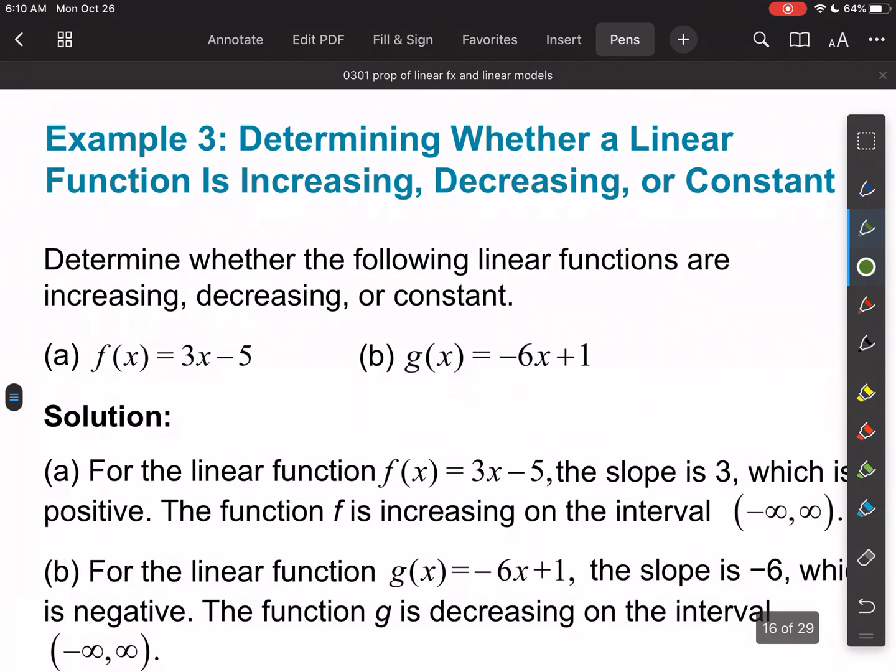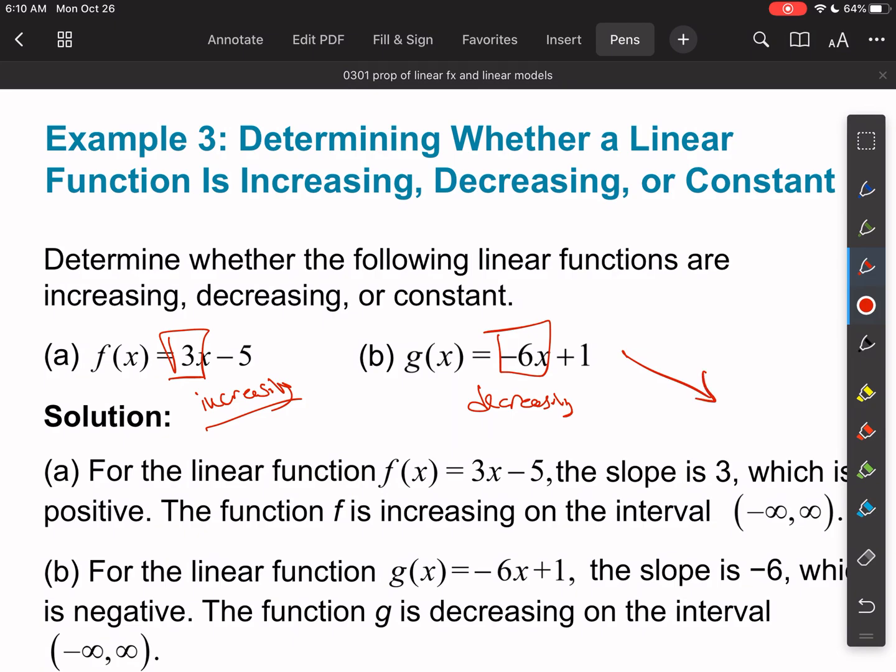Then they're going to go through and teach you all those. So here it says determine whether the functions are increasing, decreasing, or constant. You should be able to look at something here and very quickly tell me if this is increasing, decreasing, or constant. Here, the slope is positive. It's increasing. If the slope is positive, we have increasing. Here we have a negative slope, therefore it is decreasing. If you were to graph these functions, this would be going down, this one would be going up.